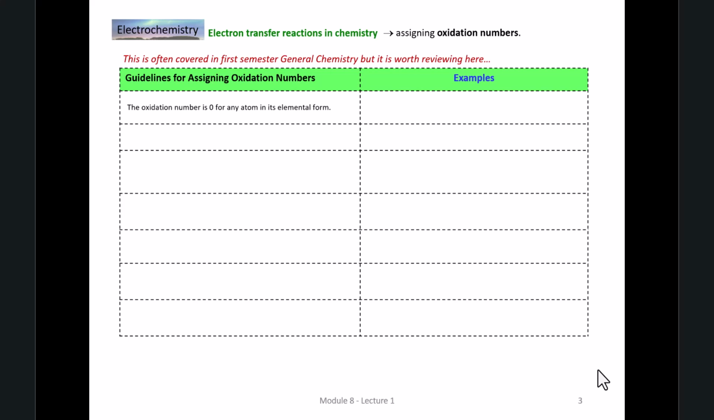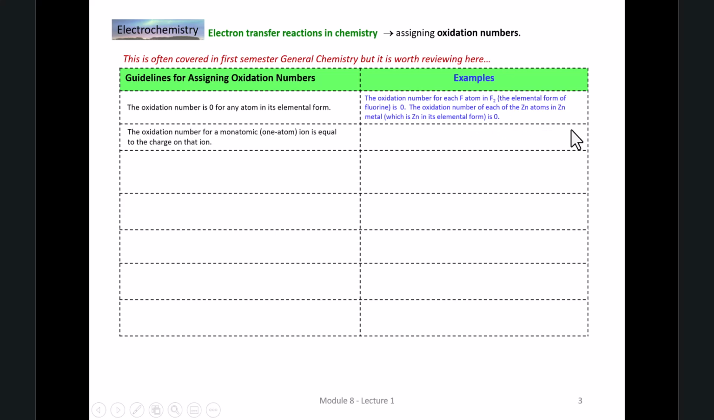So the first guideline is the oxidation number is 0 for any atom in its elemental form. Well, what are some examples? The oxidation number for each fluorine atom in F2, which is the elemental form of fluorine, is 0. The oxidation number of each of the zinc atoms in the zinc metal in our first redox reaction: zinc metal is zinc in its elemental form, so the zinc atoms have an oxidation number of 0.